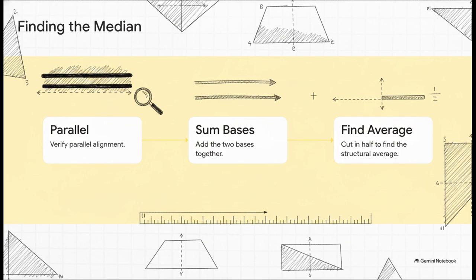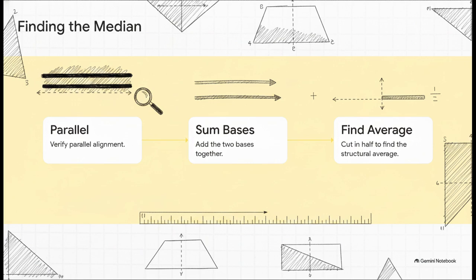Okay, before we even look at any math formulas, let's use our detective logic to figure out how long this median actually is. We know from our diagram that the median perfectly follows the prime directive, meaning it inherently locks into parallel alignment with both the top and bottom bases. So how do we measure it? Think about it for a second. It's perfectly halfway between the shorter top base and the longer bottom base. It's literally the average. So logically, our steps are super simple.